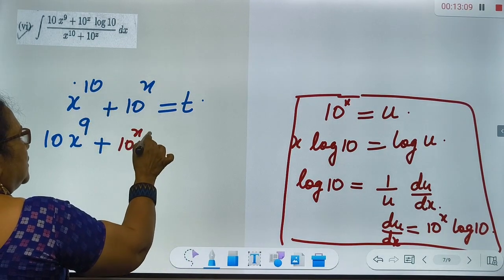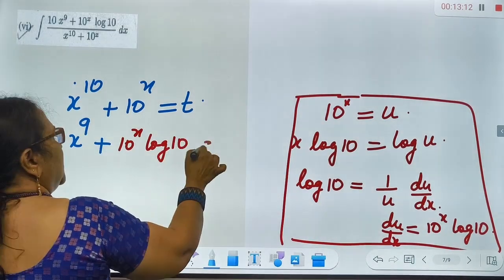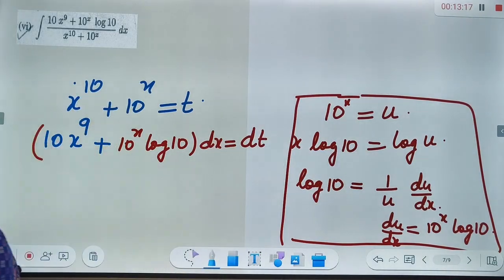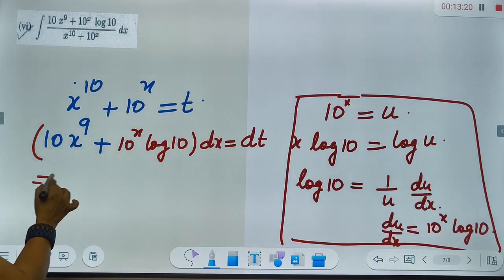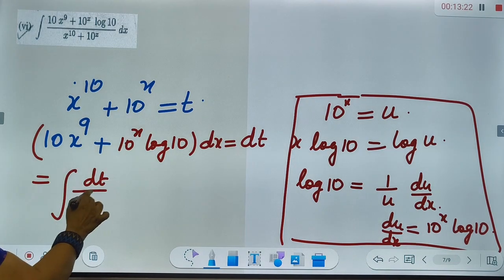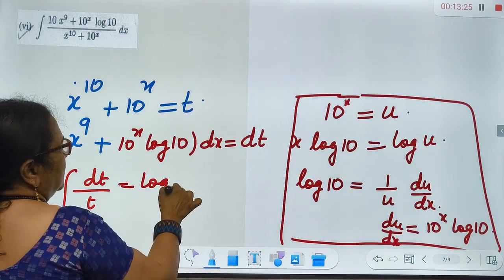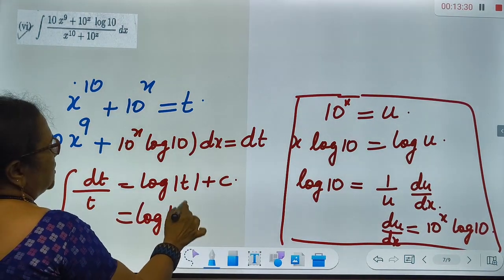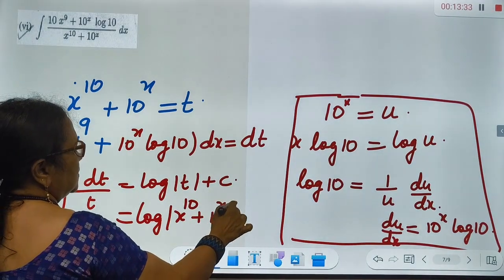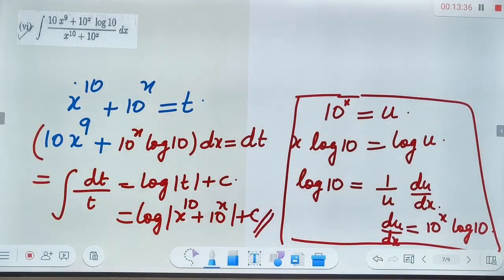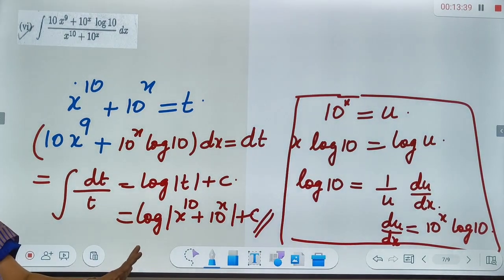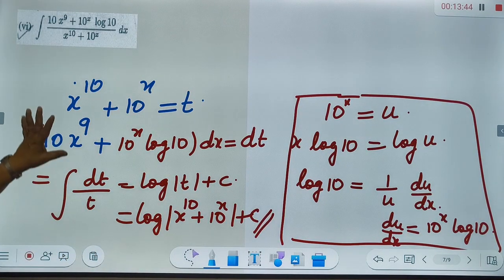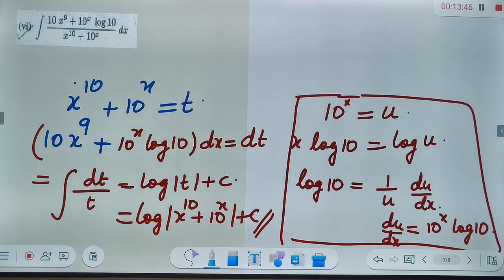So 10 power x log 10 dx equal to dt. So what do we recognize here? The numerator is the derivative of the denominator. So dt by t, which is log mod t, which is log mod x power 10 plus 10 power x plus c. So is it clear? The simple method of substitution helps us to integrate what appears to be a complicated function.